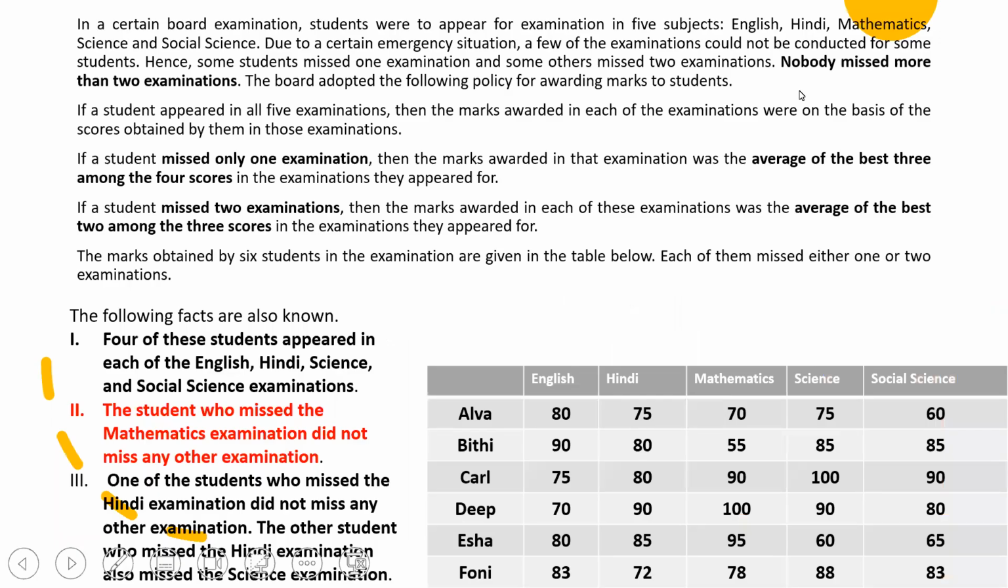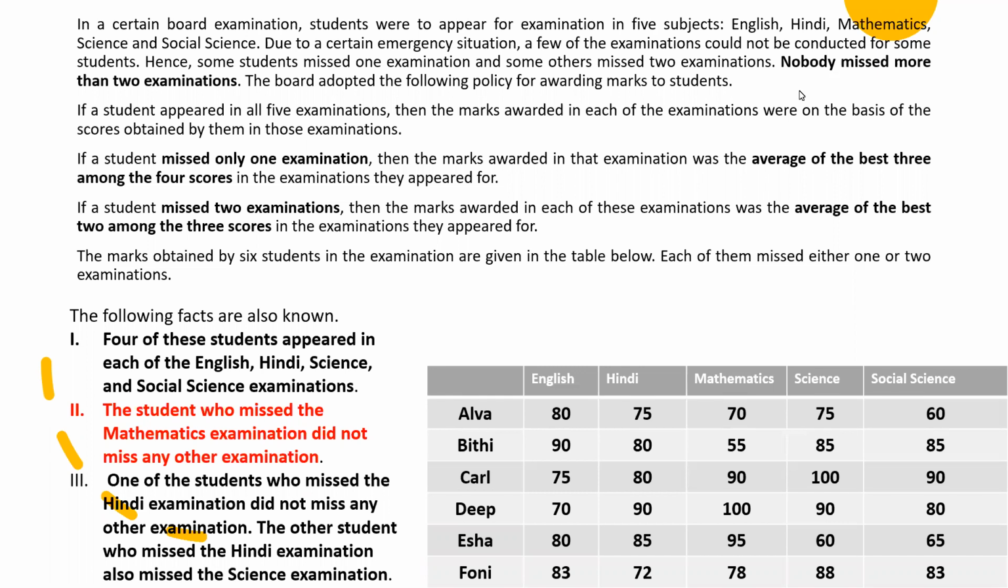So in a certain board examination, students were to appear for examination in 5 subjects. We have English, Hindi, Math, Science, and Social Science. Due to a certain emergency situation, the students missed some of the examinations. Nobody missed more than 2 examinations. The board adopted the following policy for awarding the marks. At this point, this part of the question has to be read really well.